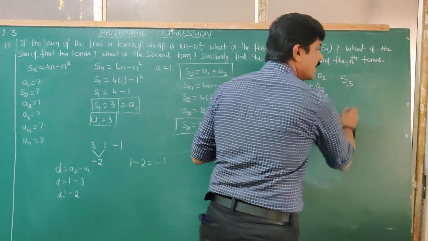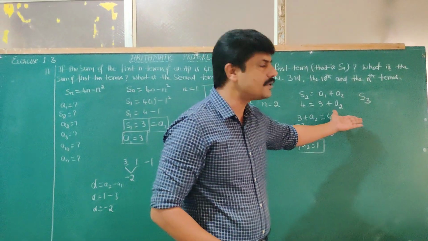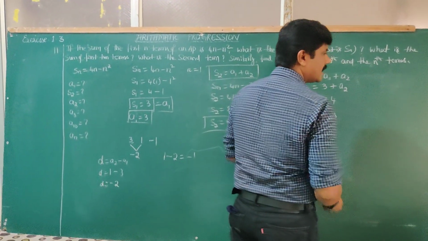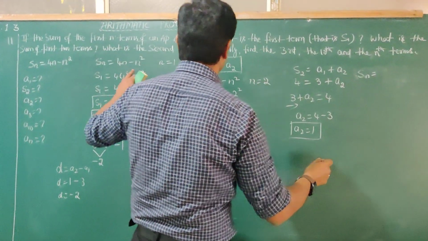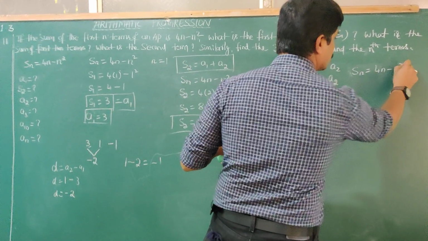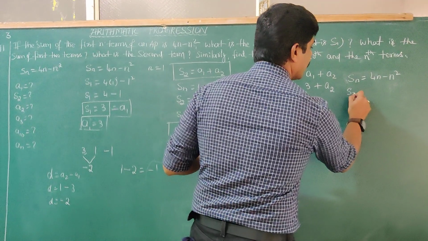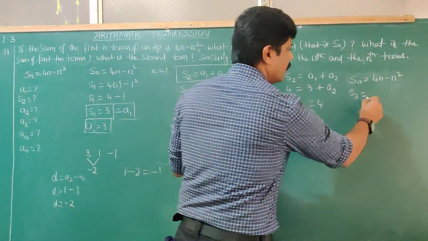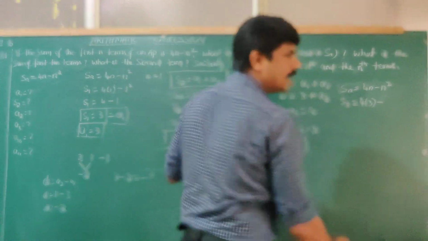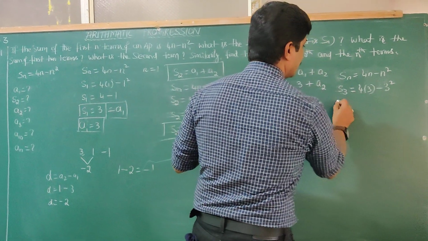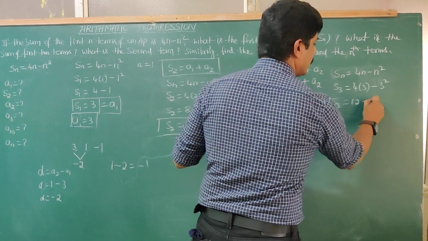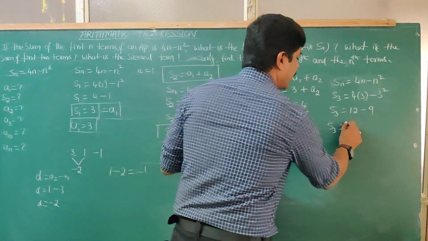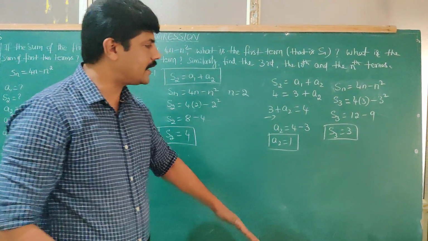Sum of three terms: where you do not know the sum of three terms, use this particular condition. Sn is equal to 4n minus n square, where you substitute 3 for n, so that the sum of three terms becomes 4 into 3 minus 3 square. S3 is equal to 4 into 3, 12, minus 9. S3 is equal to 12 minus 9 is 3. So you got the sum of three terms is 3.